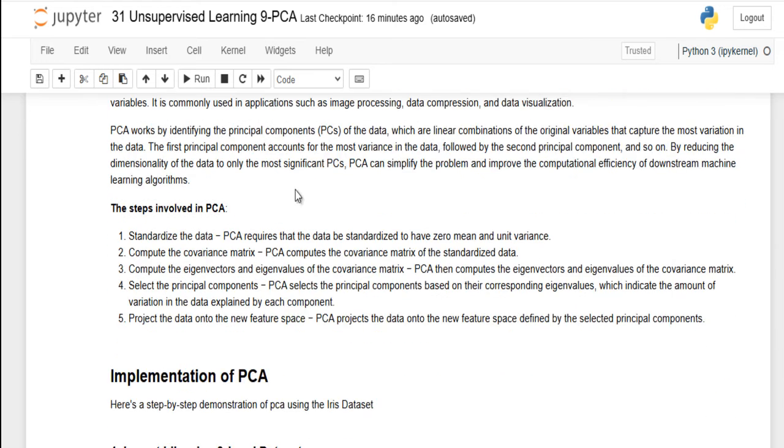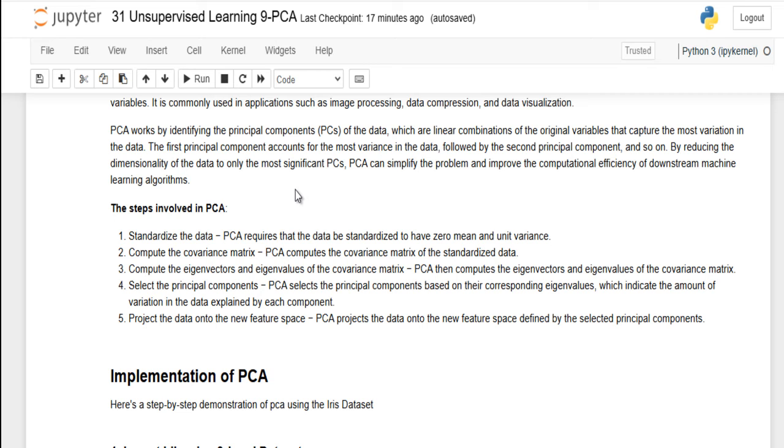There are steps involved in PCA. We have to standardize the data first. It requires that the data is standardized to have zero mean and unit variance, and then you compute the covariance matrix of the standardized data, and also compute the eigenvectors and eigenvalues of the covariance matrix. We select the principal components based on their corresponding eigenvalues, which indicate the amount of variation in the data explained by each component.